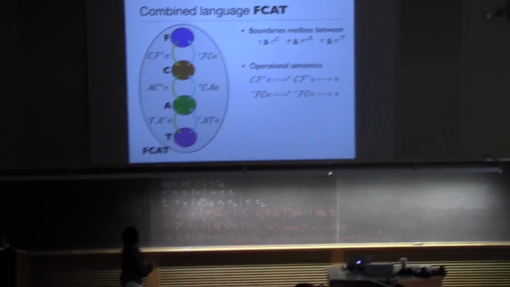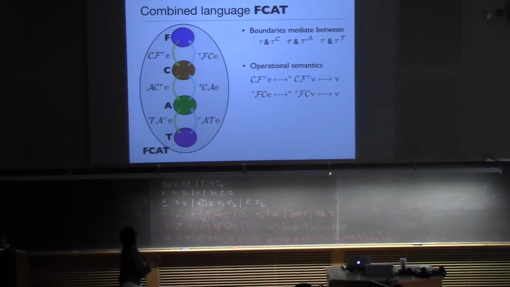So this has type tau plus, translation type. We run it using the orange language's operational semantics till we get to a value, and then we convert it over to the other language, right? That's the high-level picture of how we're going to set this up.